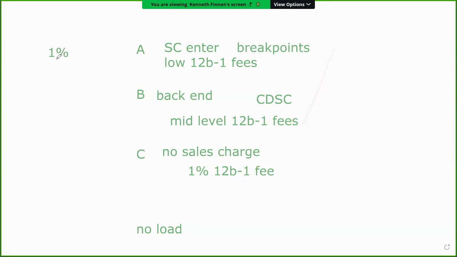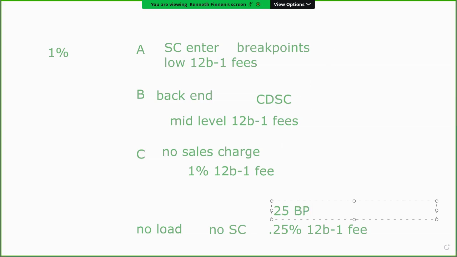Now I'll explain. I have a fun analogy. The no load fund has no sales charge also, but the 12B1 fee can't be more than 0.25%. So you can have a 12B1 fee, but it can't be more than 0.25%. And just in case, that's the same as 25 basis points, if you hear that. 25 basis points means 0.25%.